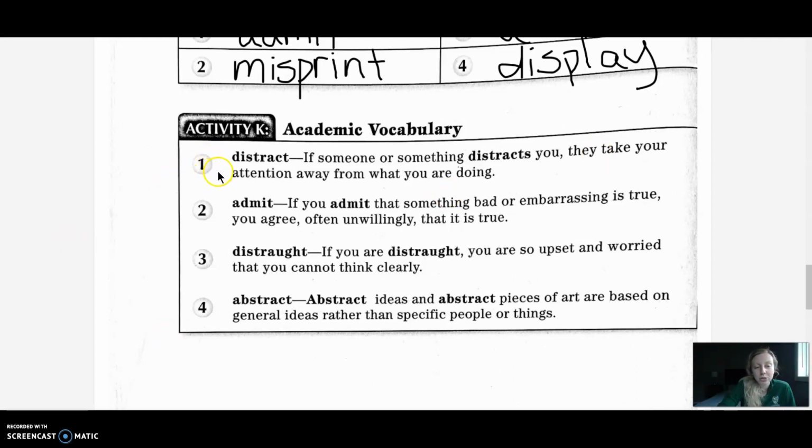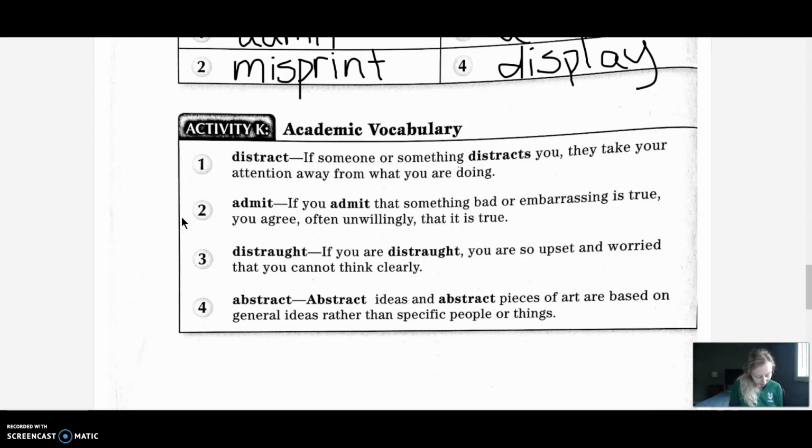The first word is distract. Distract is if someone or something distracts you, they take your attention away from what you're doing. So I'm going to give you an example. If you're reading a book and loud music is playing, the music might distract you, right? Here's another example. If you're taking a math test and a friend starts talking to you, the friend might distract you, right? Something that is taking your attention away from what you're doing. Distract.